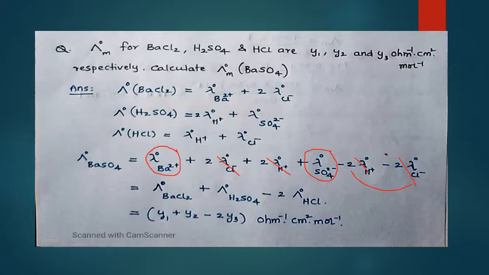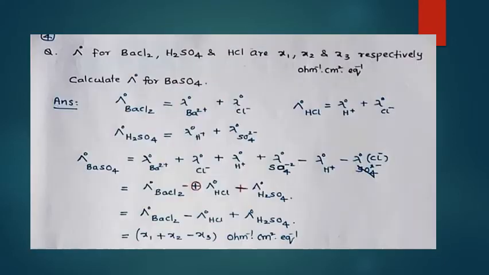Clear? So this is the arrangement. So BaCl2 value Y1, put the Y1 here, and next H2SO4 Y2 minus 2 times already is. So 2 times of Y3. What is the unit? Ohm inverse centimeter square mole inverse. This is the procedure, dear students. Clear? Next question.